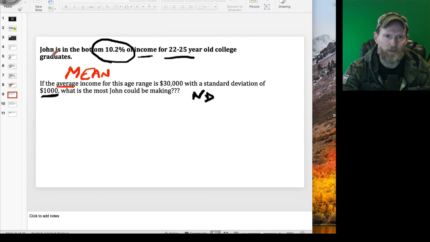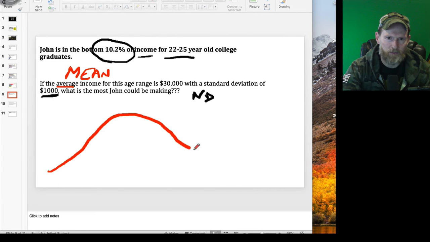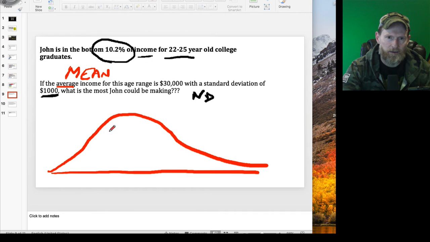And then the third thing is, John is in the bottom 10.2% of income for all college graduates in this age range. So what that is saying is that when we draw the normal distribution and say this is the mean here of 30,000, again, if it was a proportion problem, we'd have a proportion from the population to put here, but we don't.